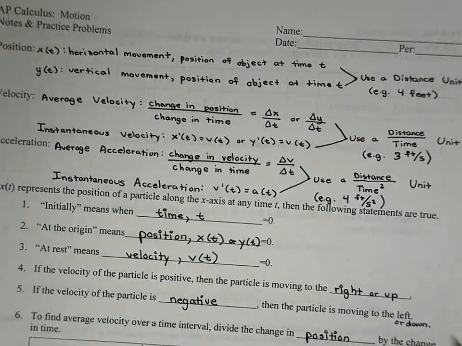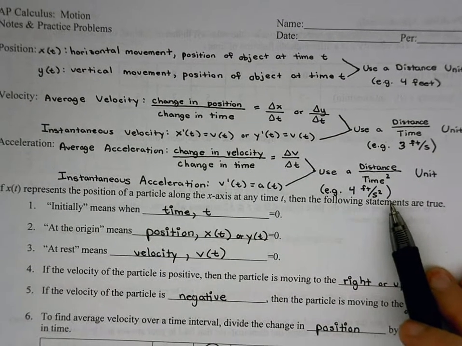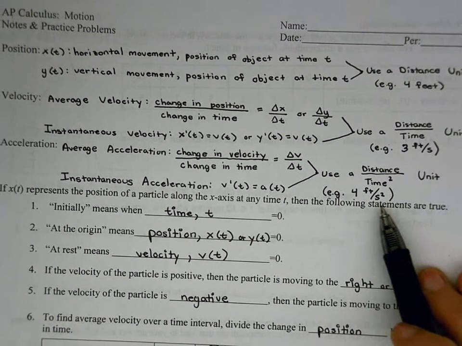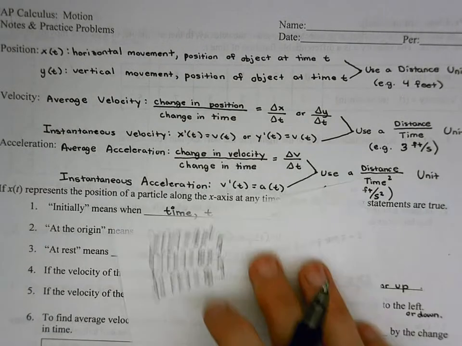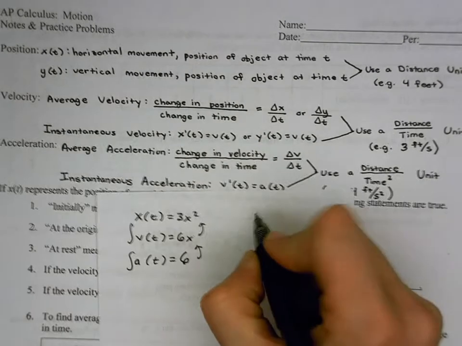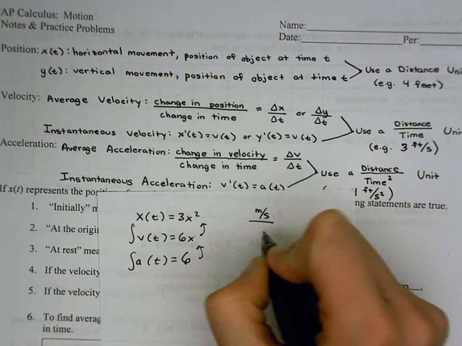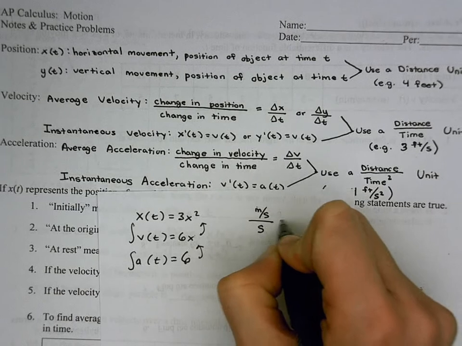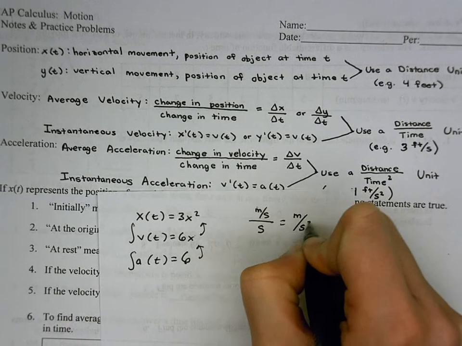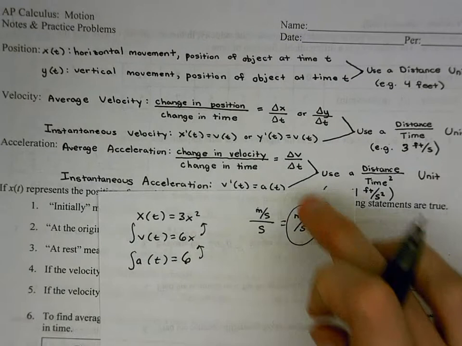And when we're talking about acceleration, we use a distance over time squared unit. For example, 4 feet per second squared. The reason is because acceleration is velocity over time. Velocity is our meters per second. Time is seconds. Well, meters per second over seconds is meters per second squared, which is why that would be our acceleration unit, a distance per time squared.